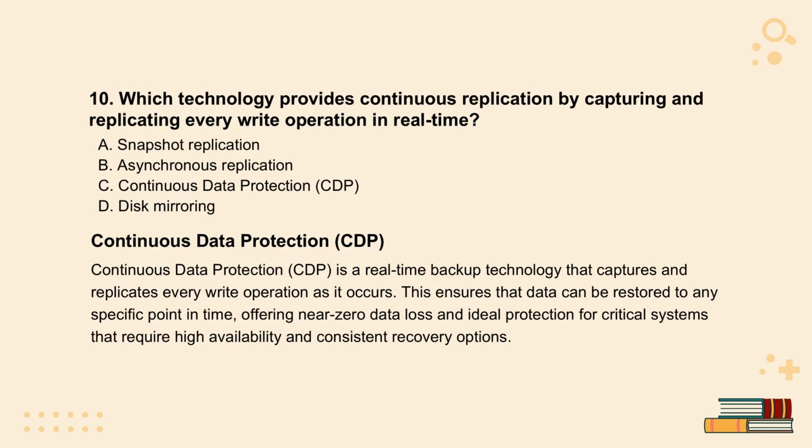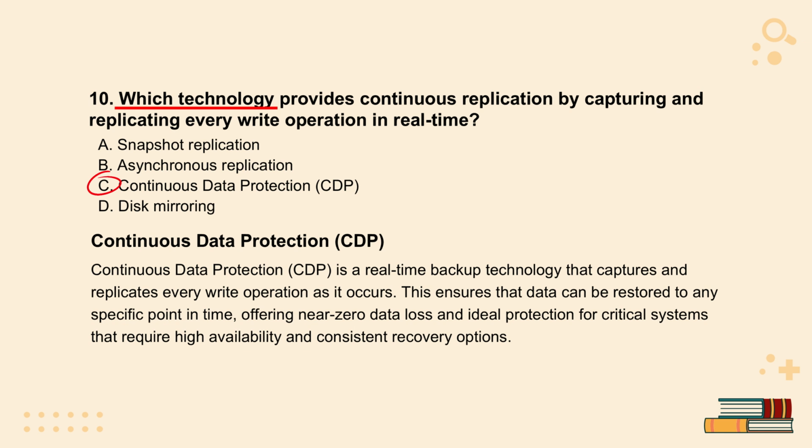Okay, final question. Number 10, data protection focus. Which technology provides continuous replication by capturing every write operation in real time? Options: snapshot, async, CDP, disk mirroring. Answer C, continuous data protection, or CDP. How is that different from, say, snapshots or regular replication? Snapshots are point-in-time copies. You take one now, another one in an hour. Asynchronous replication copies data, but usually with a slight delay. Okay. CDP is, well, continuous.